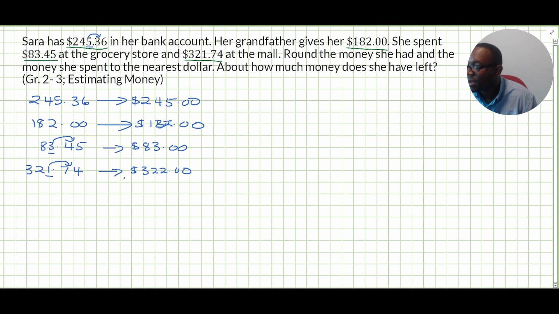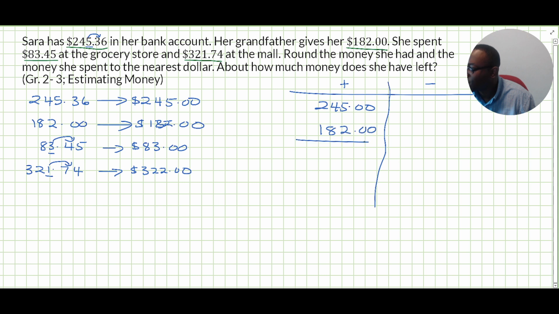Okay. So now we're going to have our plus and minus. Plus is money that she has or earns, and minus is money she spends. So $245 is what she has already, and then 182 is what she gets. We're going to add this together. And then how much did she spend? $83 and $322.